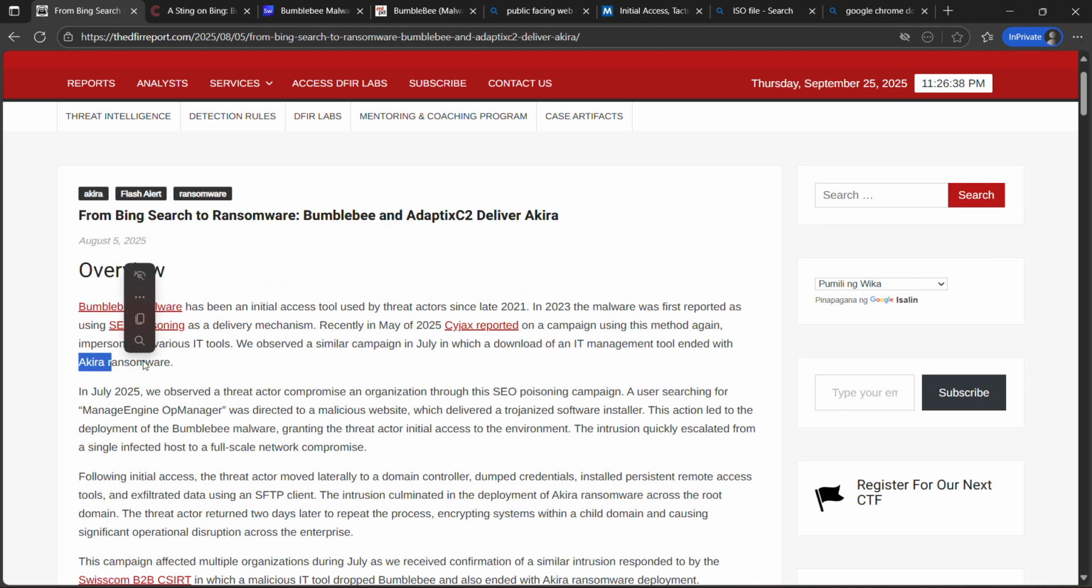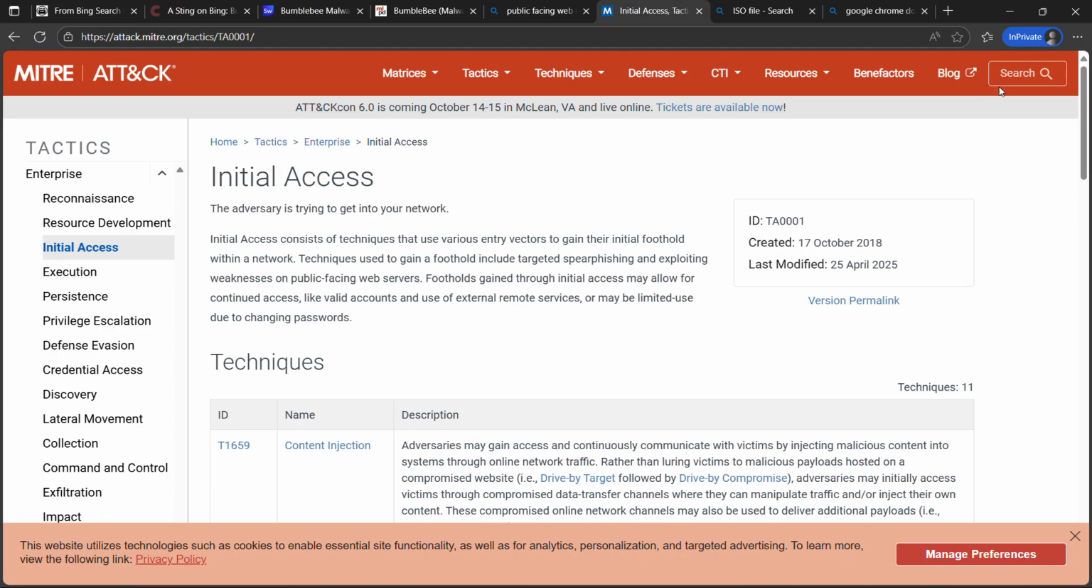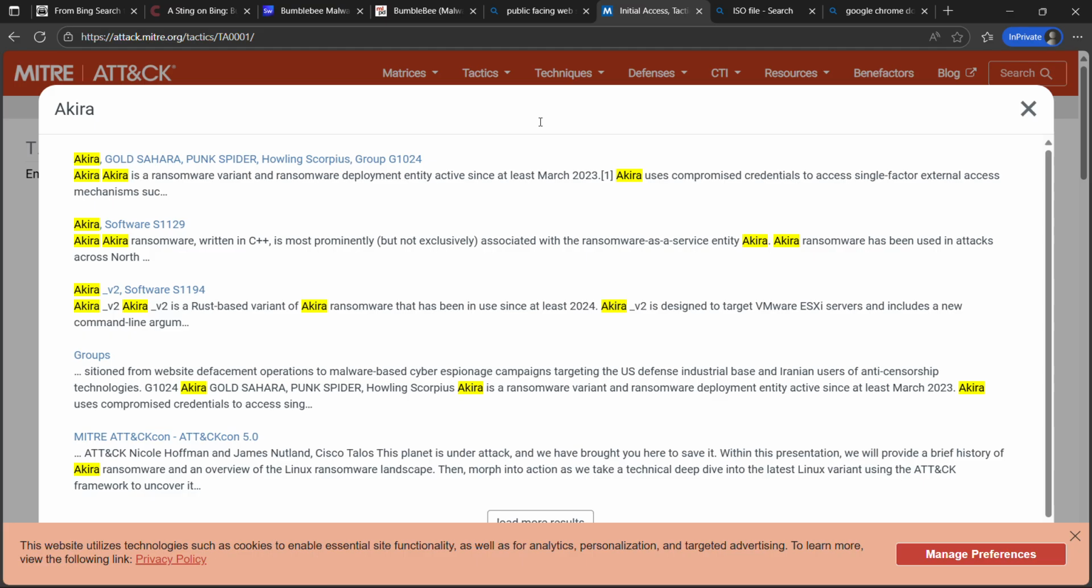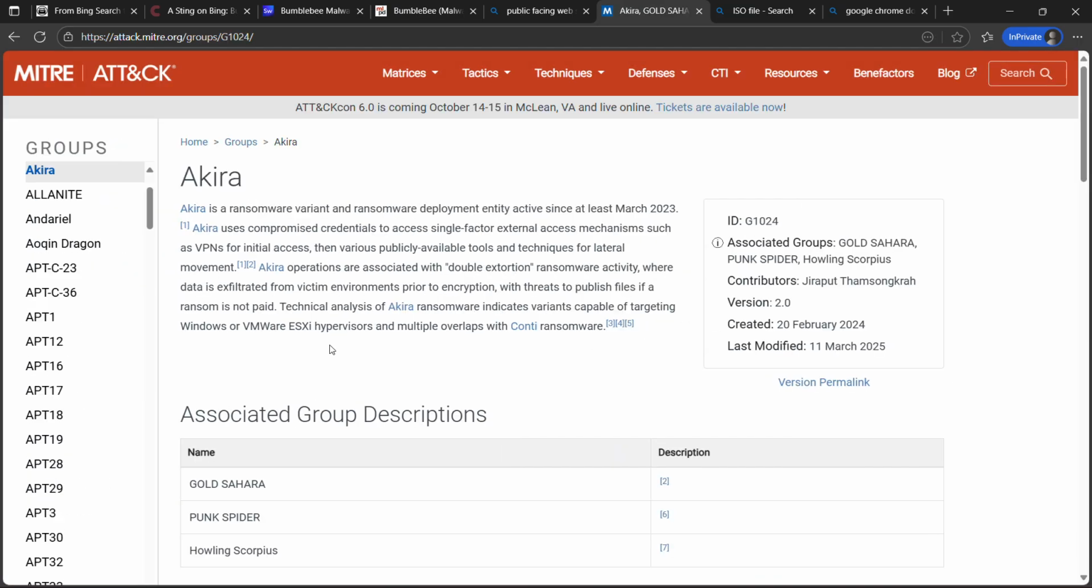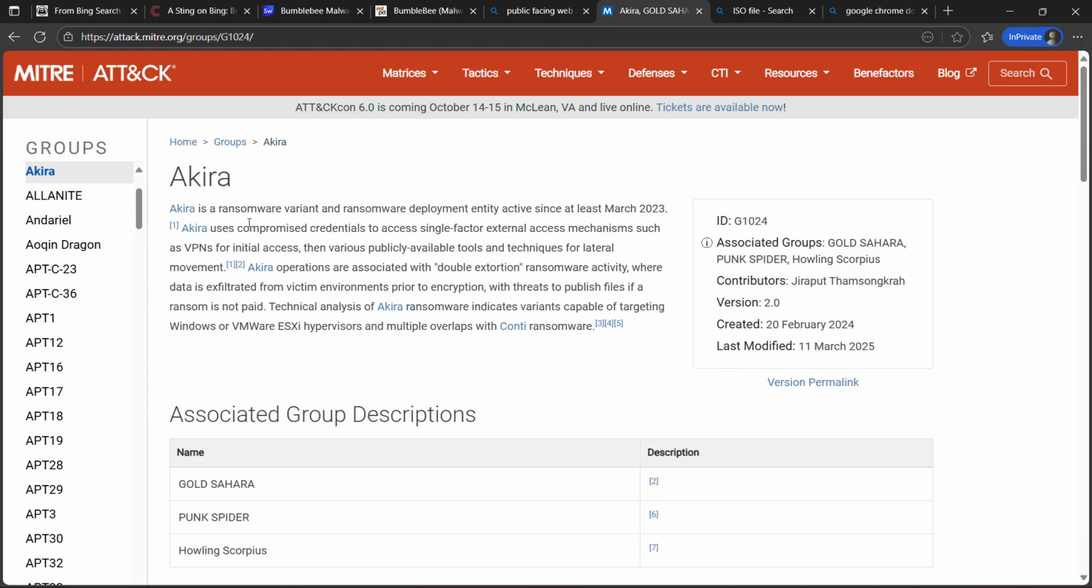Basically, AKIRA is a ransomware. Let's search for AKIRA here. Let's just take a look at the Mitre description of Akira. Akira is a ransomware variant and ransomware deployment entity. Active since at least March 23, so it's basically a new one.